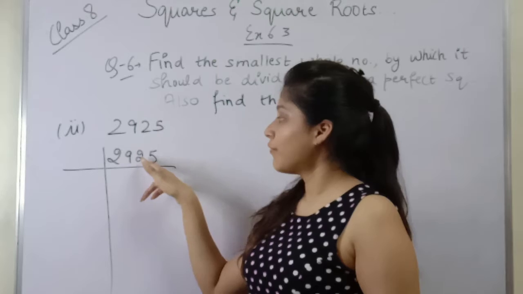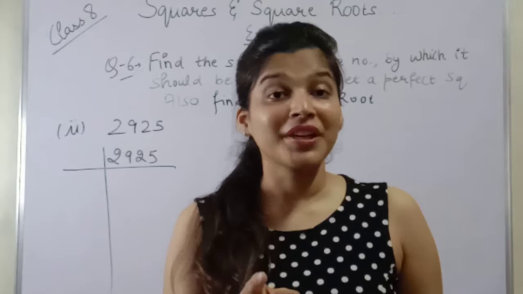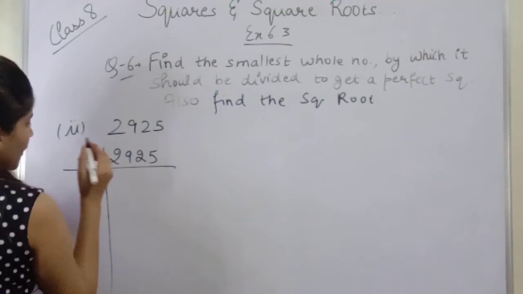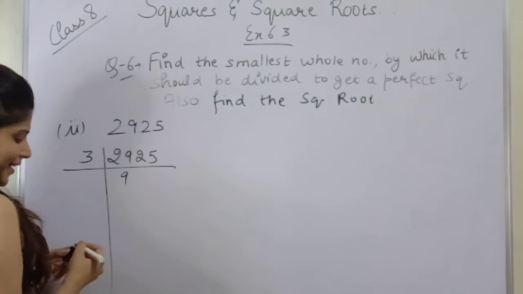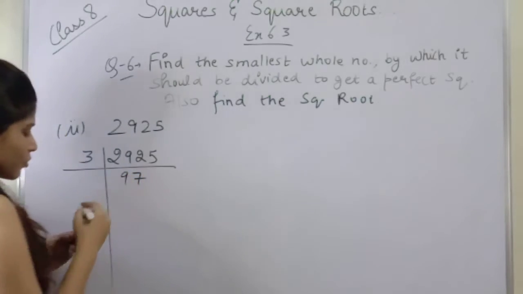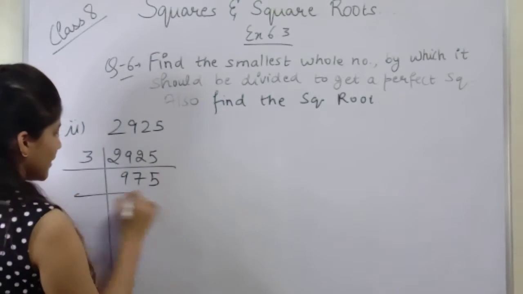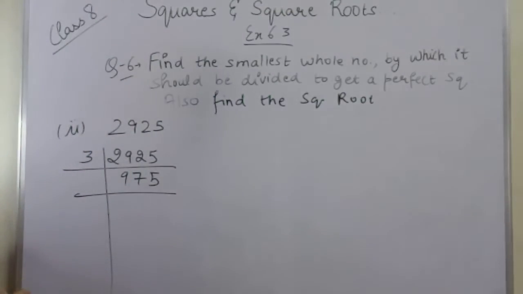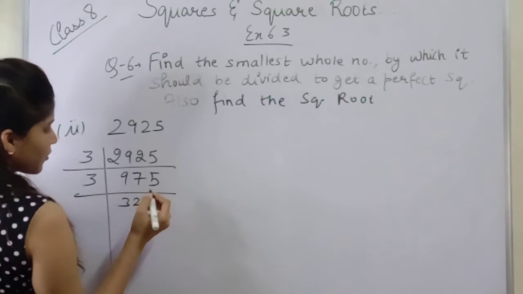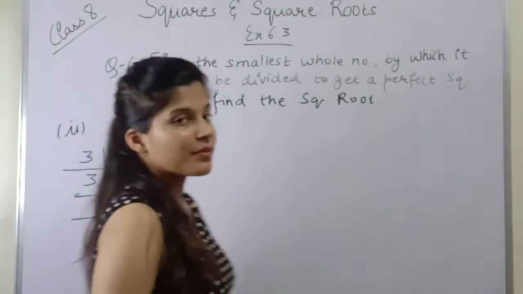2 plus 9 is 11, 11 plus 2 is 13, 13 plus 5 is 18, and 18 is a multiple of 3. It means that this number is also a multiple of 3. 3 9s are 27, 2 left. 3 7s are 21, 1 and 5 is 15, and 3 5s are 15. Now 975. Again this number is a multiple of 3. 3 3s are 9, 3 5s are 15, and now 325 is not a multiple of 3.